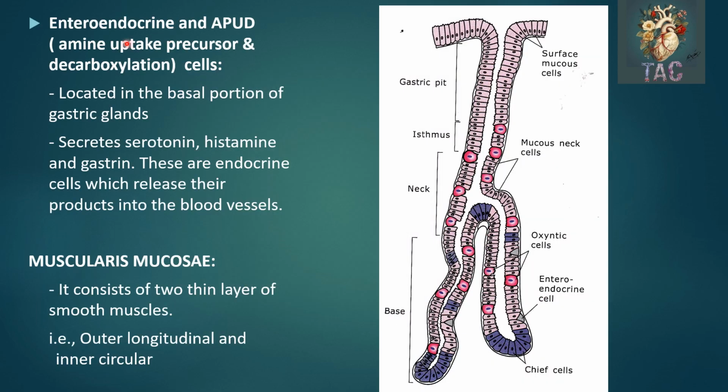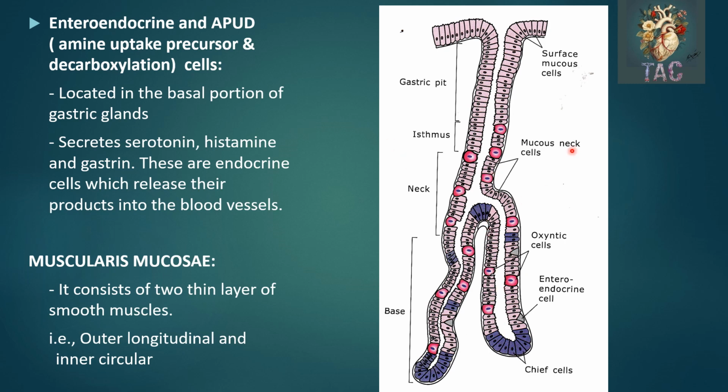Another type of cells, enteroendocrine cells, also called APUD cells. This is another important MCQ, and you people do not know what an APUD cell is. This is actually amine uptake precursor and decarboxylation cells. These are a large number of cells which are present throughout the gland, but you cannot appreciate or identify these cells in a typical H&E stain section.